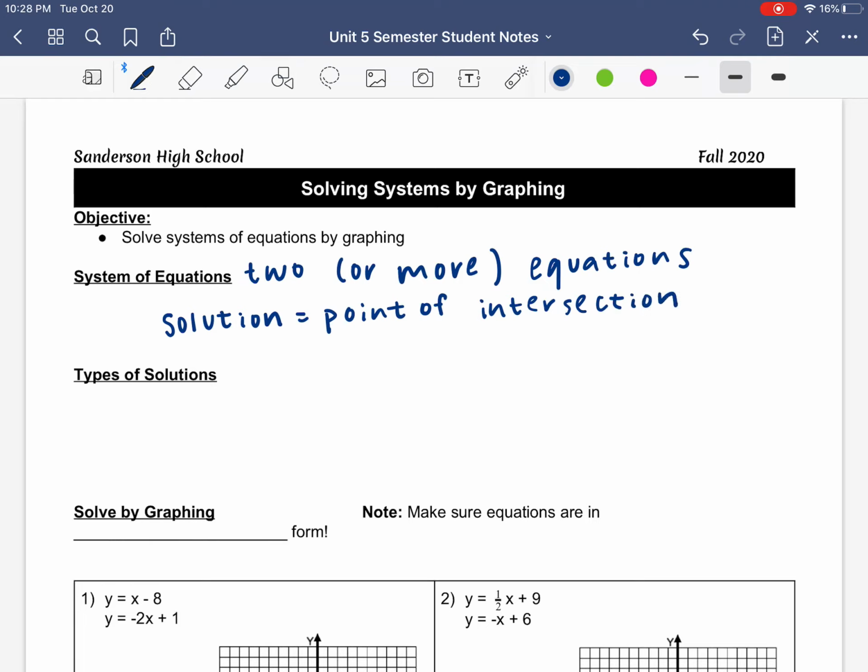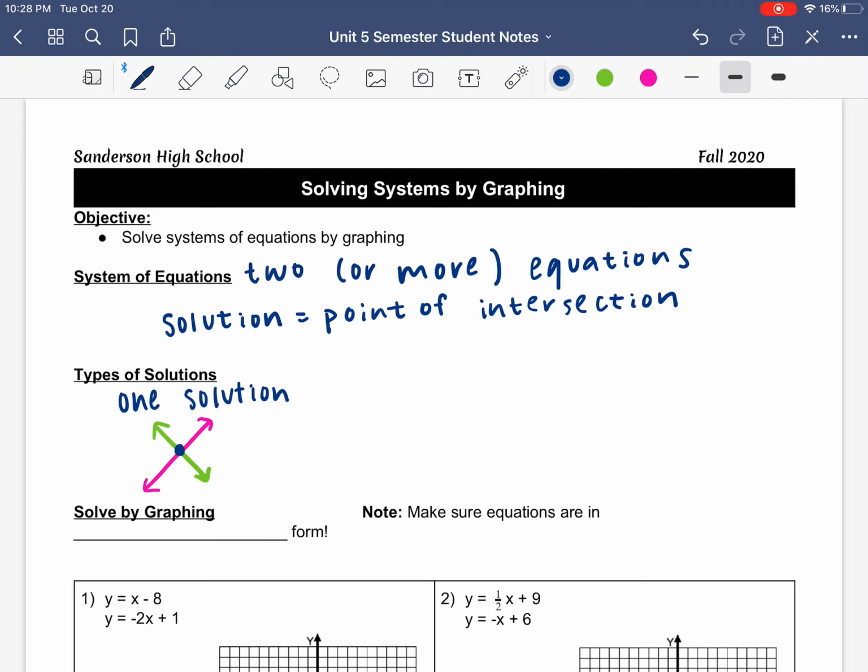There are a couple different things that can happen when we talk about solutions though. The most basic one is when you just have one solution. So that would be a scenario where you have two lines that cross. Actually, let's do this in color. I'm going to use two colors. We've got two lines that cross and run into each other. That point of intersection is the one solution.